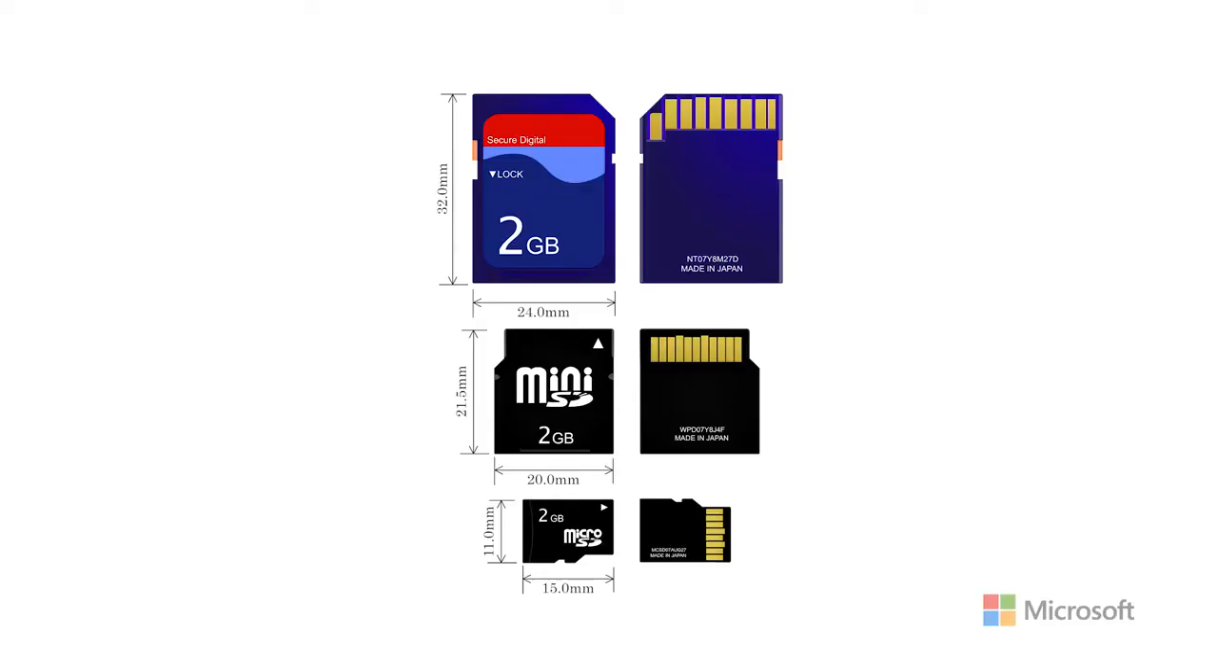SD, or secure digital, memory cards are available in several capacities up to 2 terabytes. They're often found in laptops, digital cameras, and smartphones. Data transfer rates range from 10 megabits per second to 20 megabits per second.